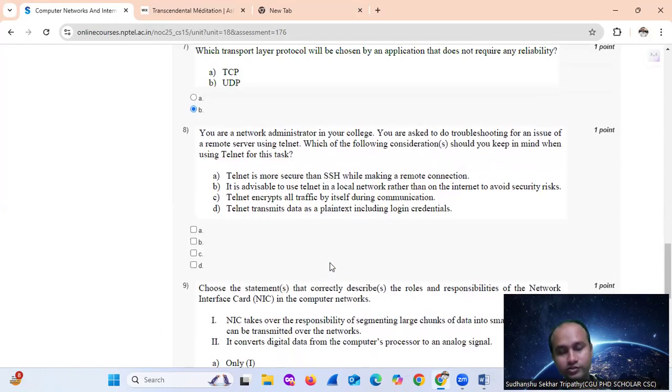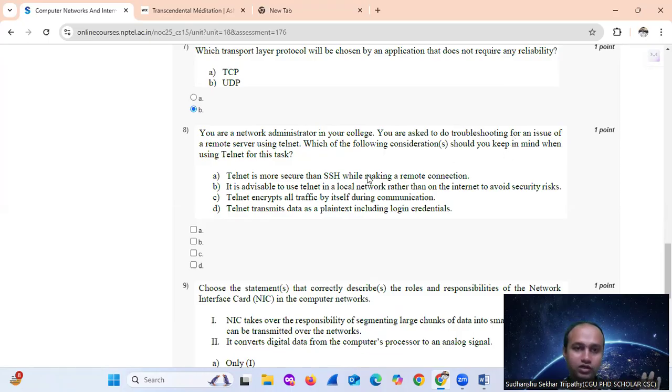देखो ये conceptual question है. Suppose you are a network administrator in your college. Okay, so you are asked to do troubleshooting for an issue of a remote server using Telnet. So which of the following considerations should you keep in mind when using Telnet for this task? Okay, so suppose you are a network administrator in your college. You are asked to do some troubleshooting for an issue of a remote server using Telnet. So which of the following considerations should we keep in mind when using Telnet for this task? Okay.